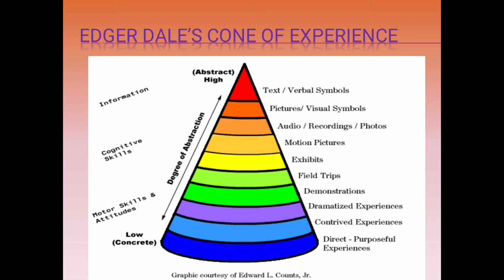You can see here the degree of abstraction is given on the other side of the diagram. In the first three to four levels, motor skills and attitudes are determined, whereas for the higher levels, cognitive skills are needed. So this cone of experience indicates that as we go towards verbal symbols and textual symbols, the abstractness increases.